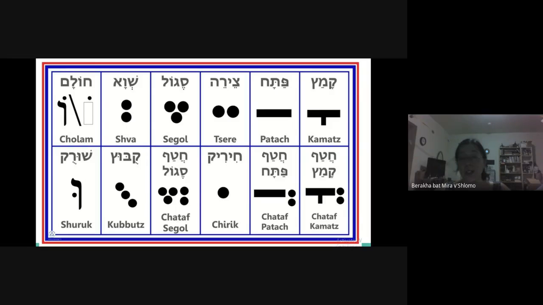Chataf kamatz still sounds like a regular kamatz. It sounds like an ah. Chataf patach still sounds like an ah. The little shva next to it indicates very subtle grammatical changes, so we don't have to worry about it for this class.